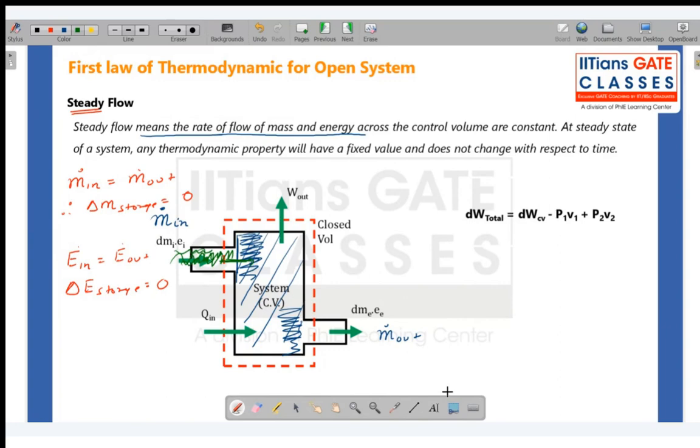Now, when it is pushing the boundary, that means the boundary is changing, and work is happening. When this mass is coming in, it is pushing the boundary inside, so it is a type of compression work. It is compressing the mass inside, so that is called negative. If you are pushing the boundary inside, it is negative. So the work that it is doing to come inside is minus P1V1. This is the work done by mass entering at the boundary.